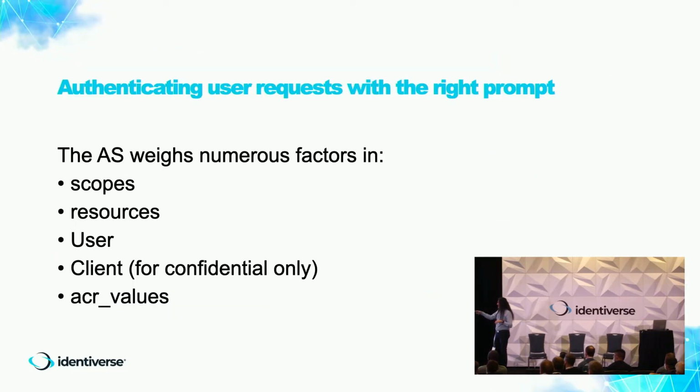Many of the things that I mentioned are already there, like scopes are something that determines the level of authentication you want, resources as well. User is an important parameter. I'm sure that many of you have those policies in which if a user is an admin or has power of attorney, no matter what resource they're asking for, they have to do MFA, for example. So that's a parameter.